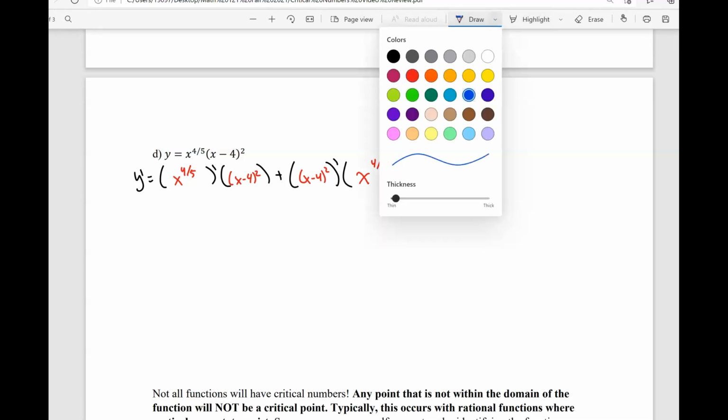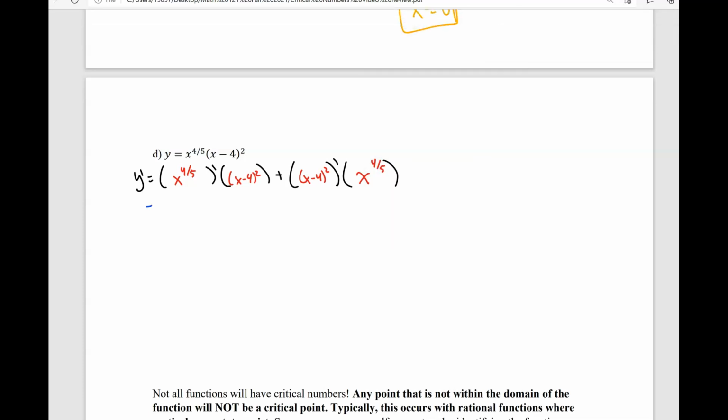And now let's go ahead and take the derivative. So it's going to be 4/5 x to the minus 5/5, that's going to give me negative 1/5. And then we're going to have this one by itself, x minus 4 squared. Okay, and then we're going to have the derivative of this guy. So I'm going to move the 2 over. That's going to give me 2 times x minus 4, and then I'm going to subtract 1 from the exponent, which is going to give me a positive 1, and then multiply by the derivative of the inside, which in this case is just 1. And then we have x to the 4/5.